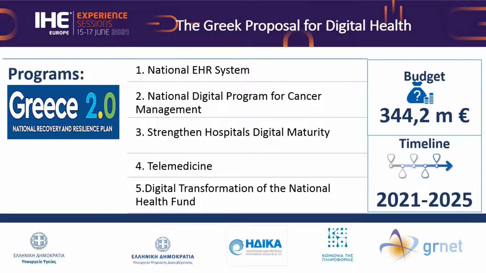It's a national digital program for cancer management. It's the strengthening of hospitals and their digital maturity. It's the expansion of telemedicine and the national telemedicine network. Also, it's the digital transformation of the National Health Fund, and maybe even more projects that will fall under those main areas. So you can see the budget. We're talking about strong funding and a strong opportunity for Greece to make some really good things happen. And the timeline takes about 4 or 5 years.